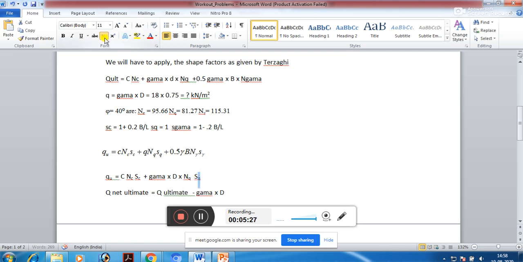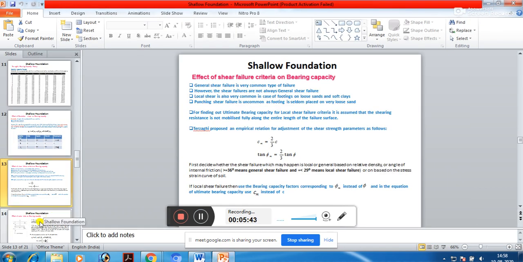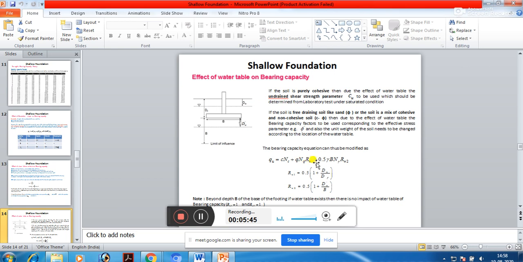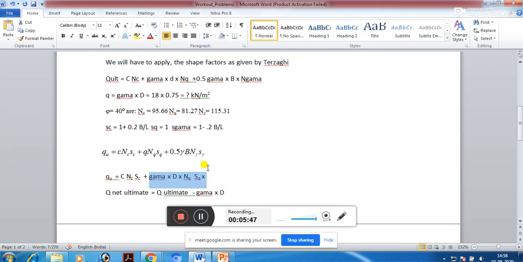After that, will there be any part in this equation? Can anyone tell? Should I multiply anything else with this term? What should be multiplied to take the effect of the water table? Can anyone tell? See, what will be multiplied? RW1. Yes, absolutely correct. So to take the effect of the water table, you multiply it with RW1.